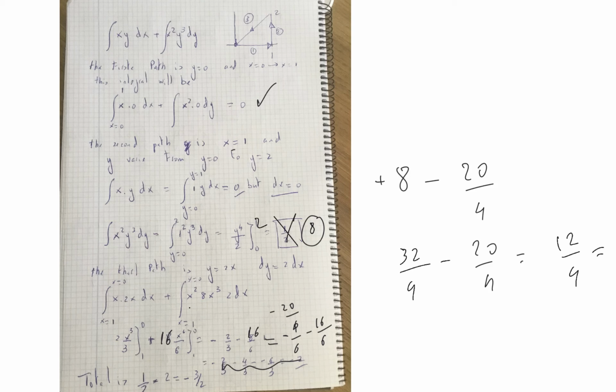So it will be a positive integral. Well, maybe I made a mistake, or maybe you made the mistake. I don't know. Can you check what I did? Now you learn how to do the line integral directly. Okay.